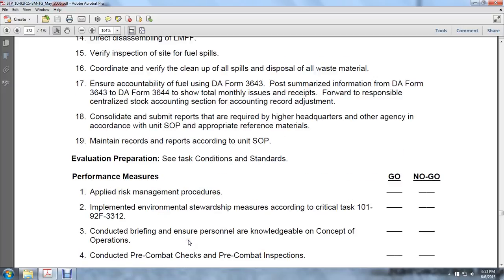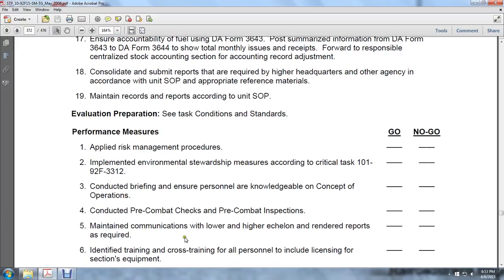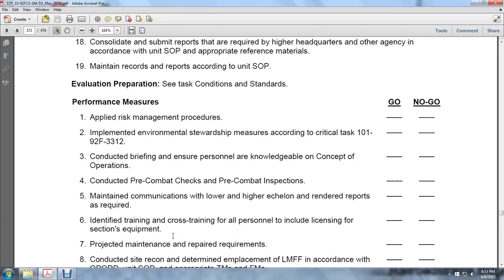See tasks and consider conditions and standards. 1. Applied risk management procedures, implemented environmental stewardship measures according to critical task 10192F3312. Conduct briefing ensuring personnel knowledge of concept of operations. Conduct pre-combat checks and pre-combat inspections. Maintain communications with the lower and higher echelon and render the reports as required. Identify training and cross-training for all personnel to include licensing for section equipment. Projected maintenance and repair requirements.